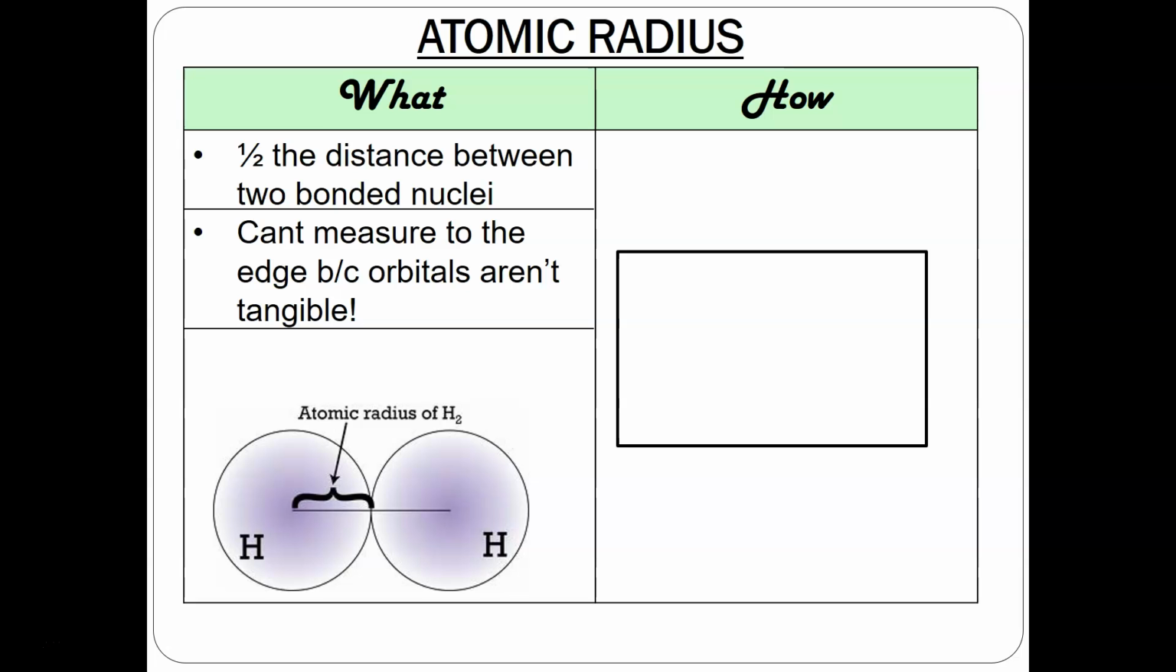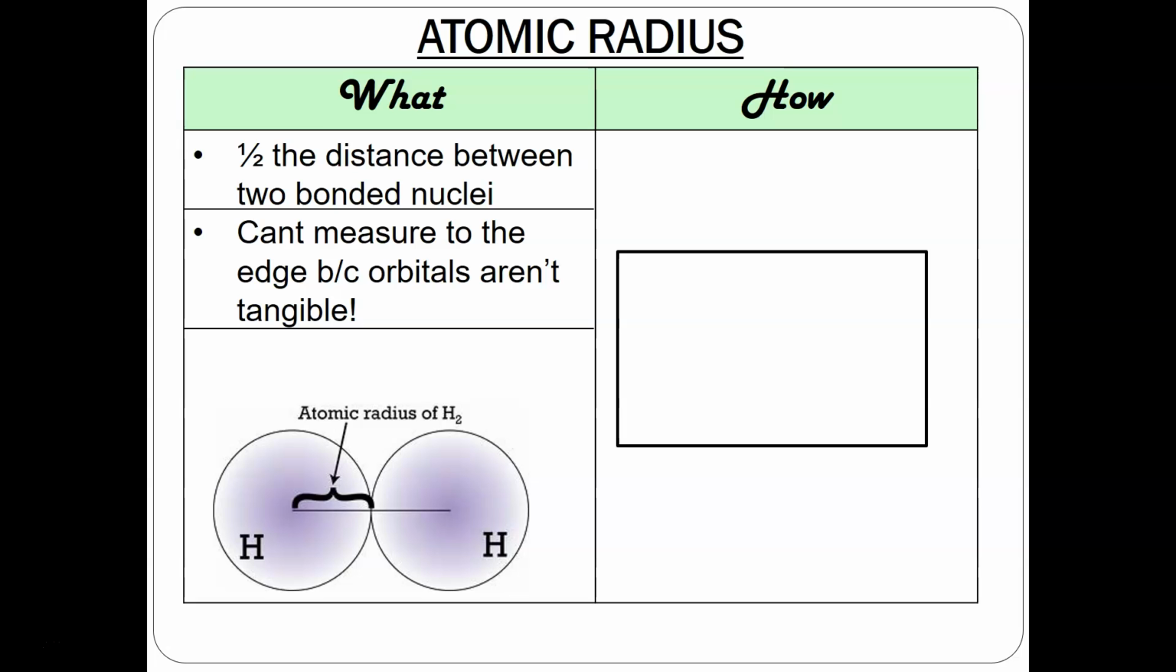So the classic way to do this is to bond 2 atoms together, and then you measure between the 2 nuclei because those are tangible objects, and you cut it in half. Is that perfect? No. Are there other ways to do this? Yes, but this is the classic way. This is the way they like us to teach you because it does really show the concept that orbitals are not tangible, so we have to be more creative.